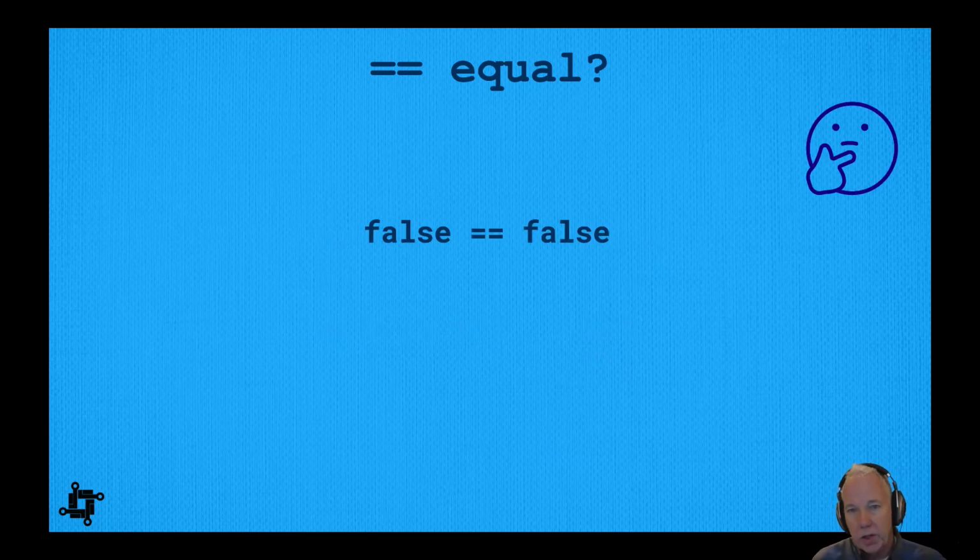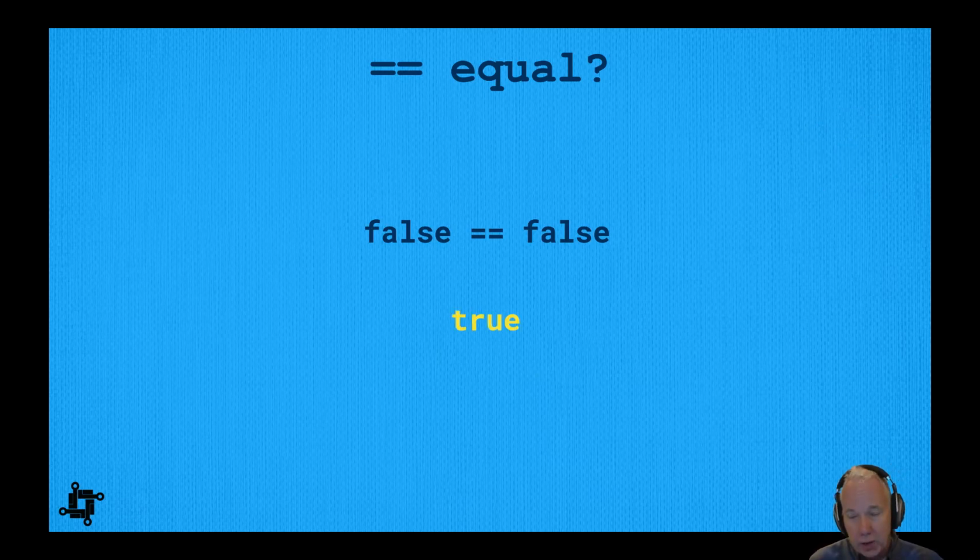So what about this question? What does this evaluate to? Is false equal to false? And I would open it up for a little bit of a discussion on that. The answer is true. False is equal to false, and so the right answer for that is true.